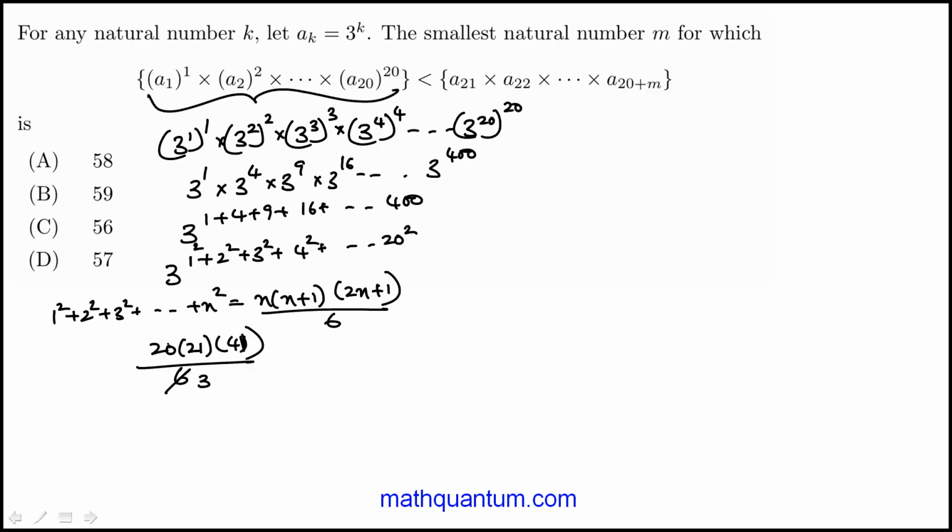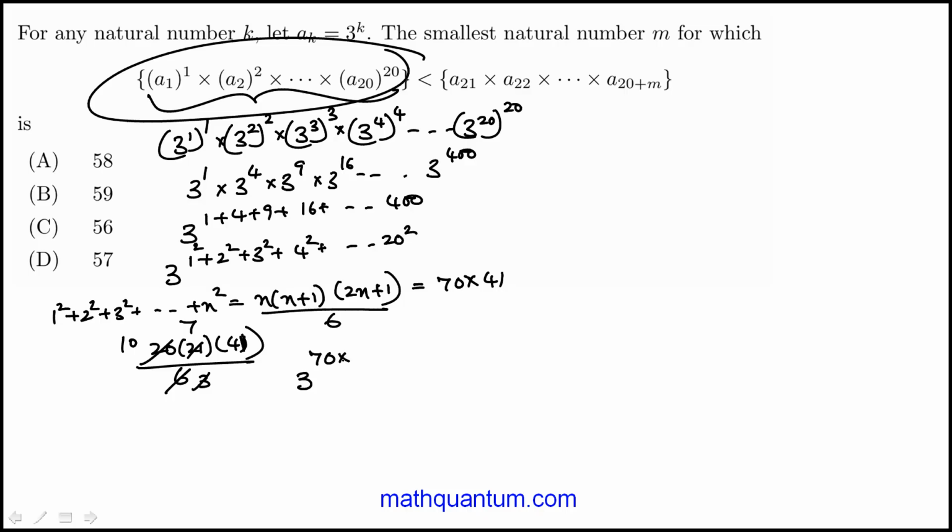This is 3, that's 10, and 7. So I'll leave it in this form, which is 70 times 41. So what we have, this whole thing simplified, is 3 to the power of 70 times 41. So I won't do this multiplication yet. And then the next step is to simplify that one.